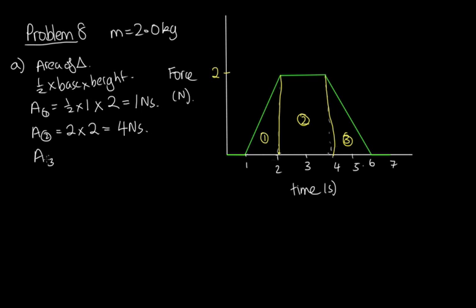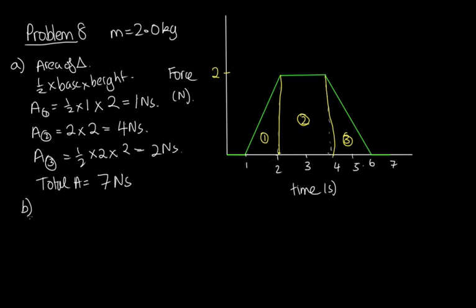And then finally, this last triangle, we need to do half the base times the height again. And so the base, we're going from 4 to 6. So 6 minus 4 is 2, so the base has length 2, and the height is again 2. So this is equal to 2 newton seconds. So to get the total area, we just have to add these up. 1 plus 4 plus 2 gives us 7 newton seconds. So 7 newton seconds is the total impulse felt over this time interval.